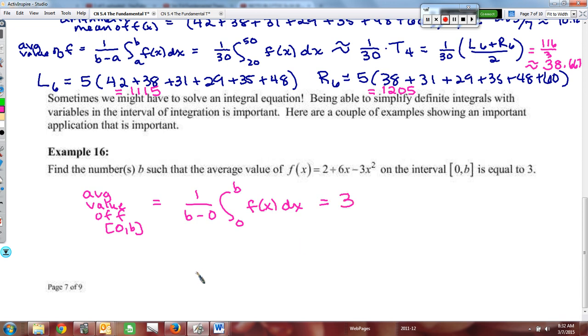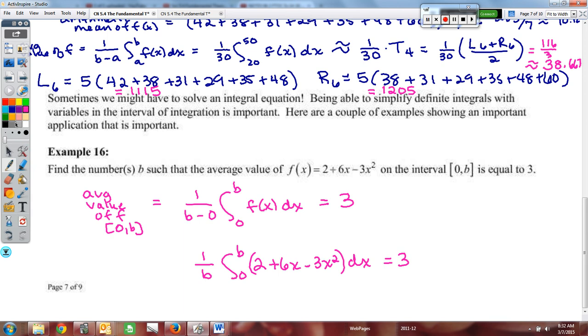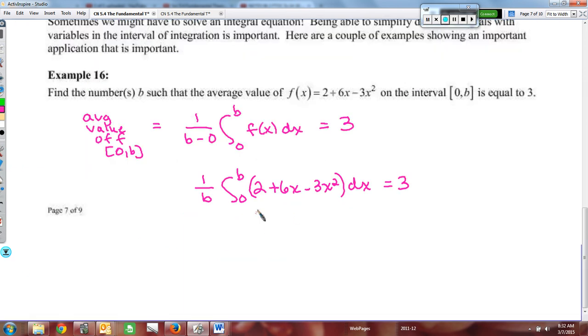So what we're basically going to do is solve the equation 1 over b. We're going to actually calculate our definite integral because we've learned some shortcuts at this point. And we are going to set that definite integral, after we calculate it, equal to 3. So now let's go ahead and calculate this.